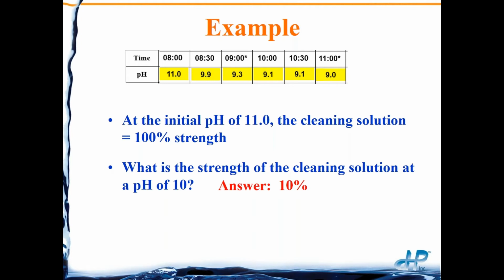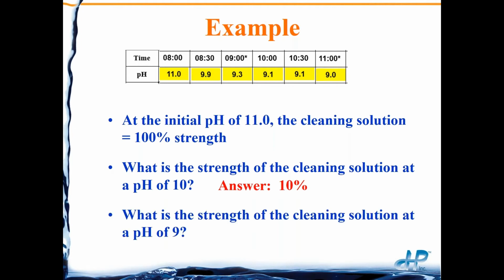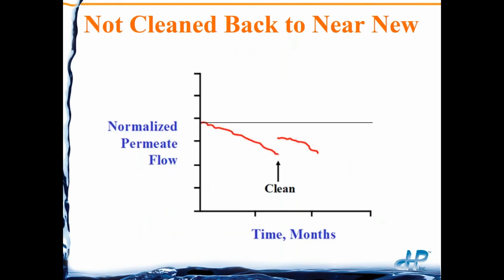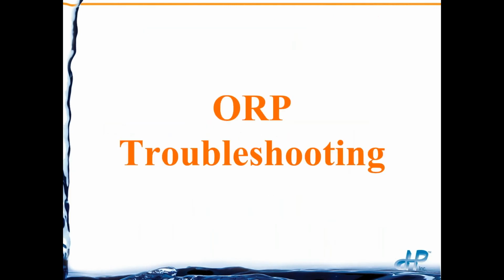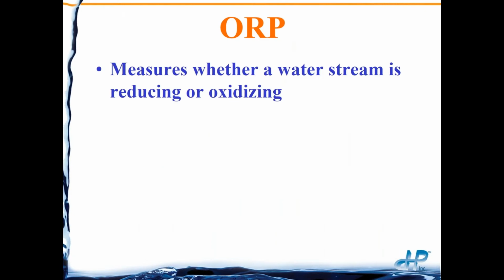And if we wait until it hits a pH of 9, what strength of cleaning solution do we have? Only 1%. So this is an example of using pH for troubleshooting. We should have added more cleaner. And that might be the reason, or at least one of the reasons, why we didn't clean this back to new performance.